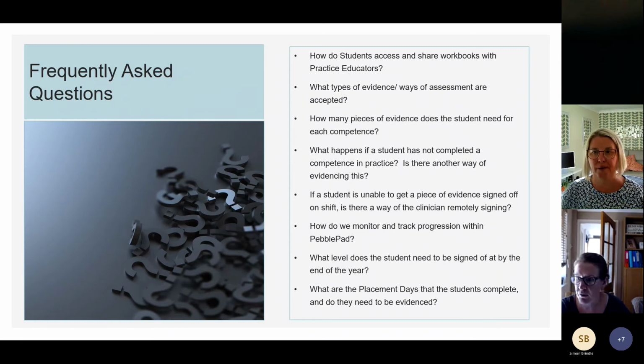I'm still waiting on a response to that because we tend to track them more from the university side, but I'll go through that as well. We've spoken a little bit already about the level the student needs to be, but we'll go through that as well. And then the placement days that the students complete, where do they evidence information to do with that?